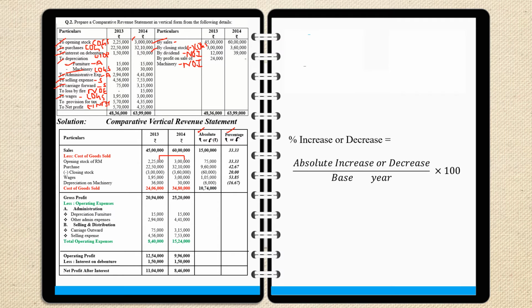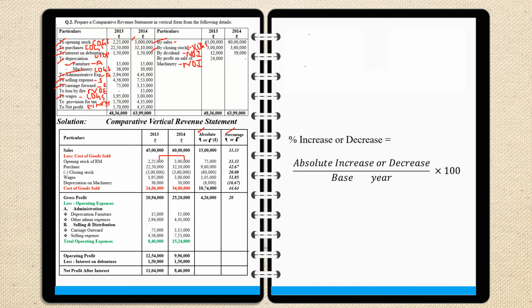So again 75,000 divided by 2,25,000 and press the percentage button, because you know the university is allowing us to use the calculator, so you can use the calculator. In exam the calculator is also allowed. So 75,000 divided by 2,25,000, so we are getting the percentage 33.3%.